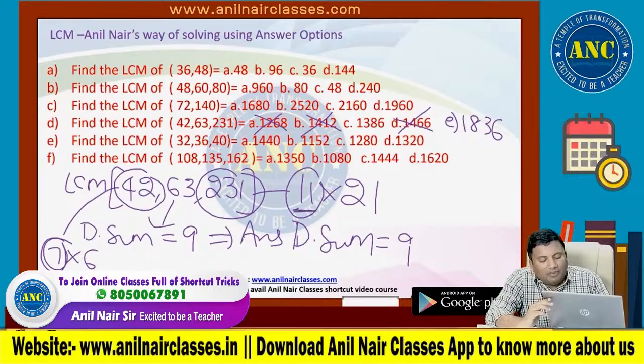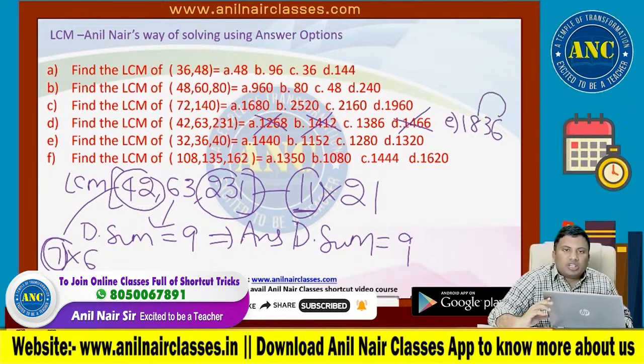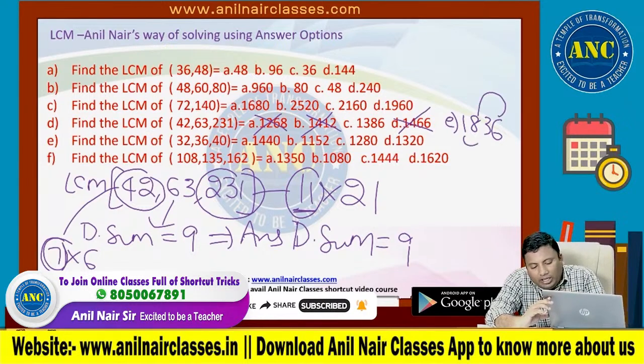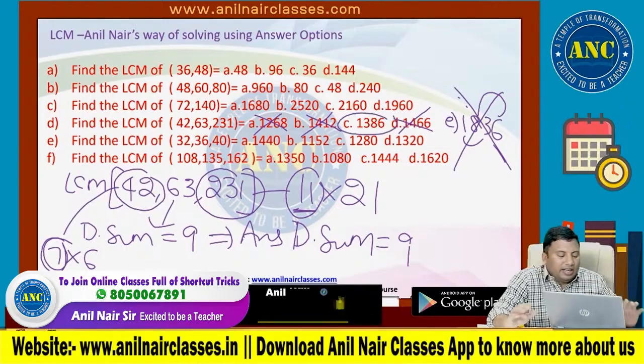Divisibility rule of 11 is sum of the odd places minus sum of the even places. 6 plus 8, 14. 14 minus 4, 10. It is not divisible by 11. So answer is 1386.